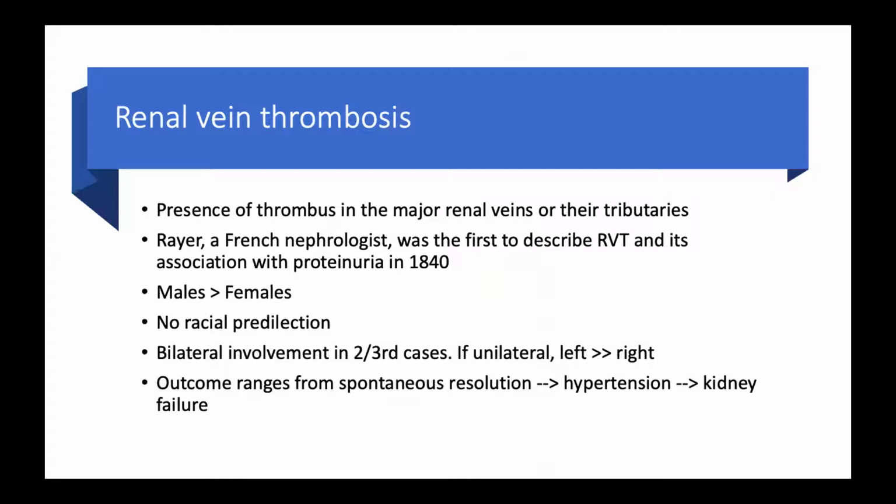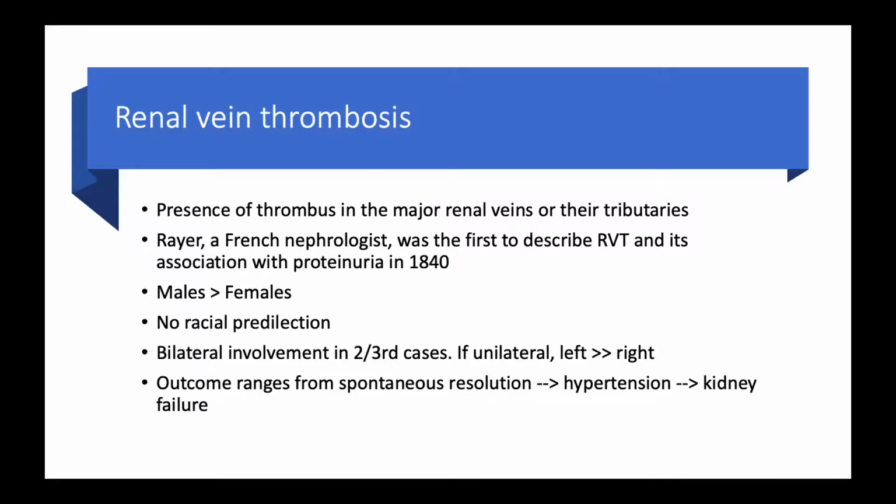Coming to renal vein thrombosis in particular, this refers to presence of thrombus either in the major renal veins or its tributaries. Like I said earlier, it was first described in 1840 by Rayer. This is more common in males, and there is no racial predilection. Most of the cases of renal vein thrombosis are bilateral. And when it occurs unilaterally, it is more common on the left side compared to right side.